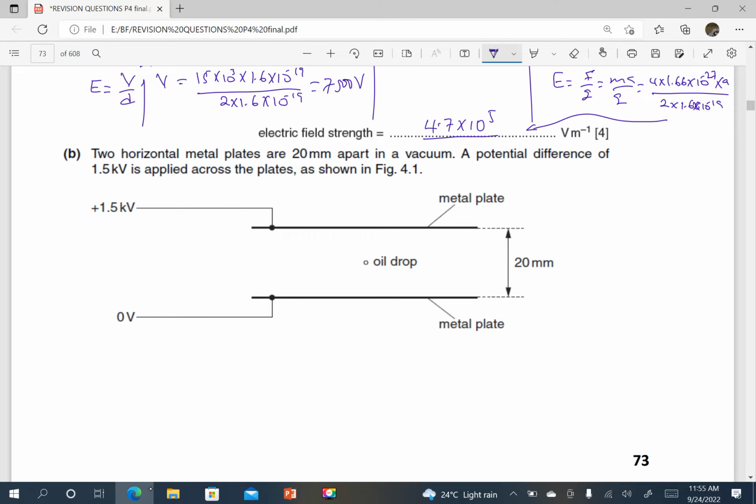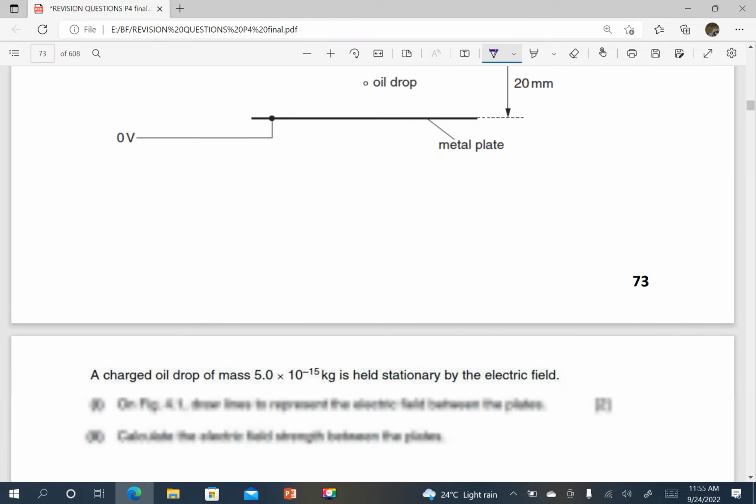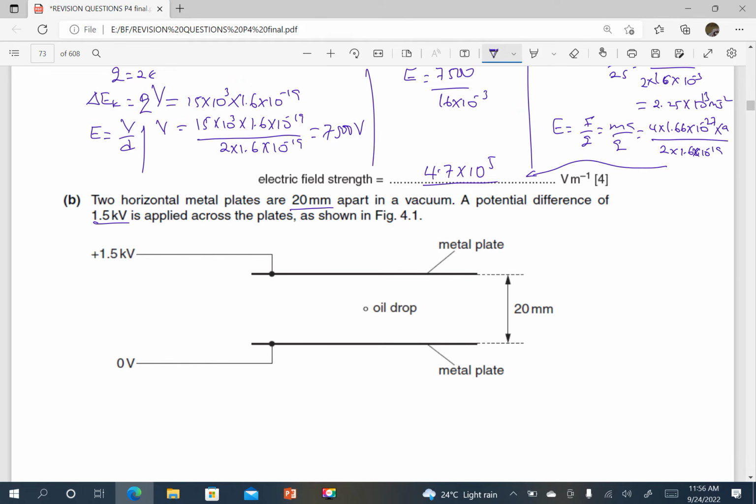Two horizontal metal plates are 20 millimeters apart. In a vacuum, a PD of 1.5 kilovolts is applied across the plates. A charged oil drop of mass 5.0 times 10 power negative 15 is held stationary by the electric field. On the figure, draw lines to represent the electric field between the plates. So upper plate is at high potential, lower plate is at low potential, so the field lines point downwards.